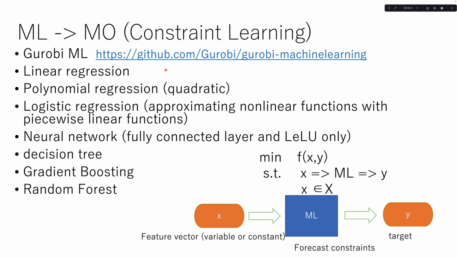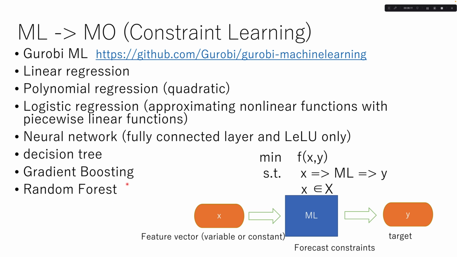This approach is called constraint learning. Constraint learning can be easily implemented using Gurobi ML, an open-source library provided by Gurobi, a commercial solver company. Currently supported ML models include linear regression, quadratic regression, logistic regression, neural networks, decision trees, gradient boosting, and random forests. However, the neural networks are limited to fully connected layers with ReLU activation functions.